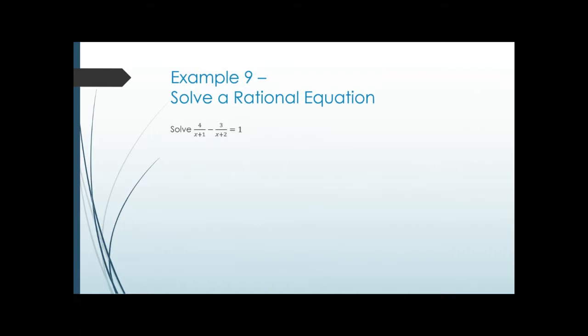Now here's another one with a rational equation. Again, this is one where I usually try to get the left side to have a common denominator and then the right side have a common denominator. I don't try to get both sides to have a common denominator. So we have 4 over x plus 1 minus 3 over x plus 2. And so I'm going to multiply each fraction by the other denominator. So I'm going to multiply the first fraction by x plus 2 on the top and the bottom. And then the second fraction will be multiplied by the x plus 1 on the top and the bottom.